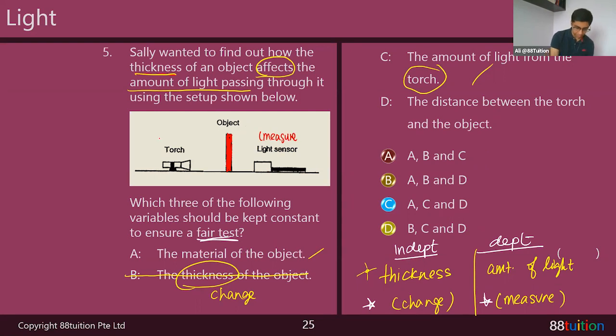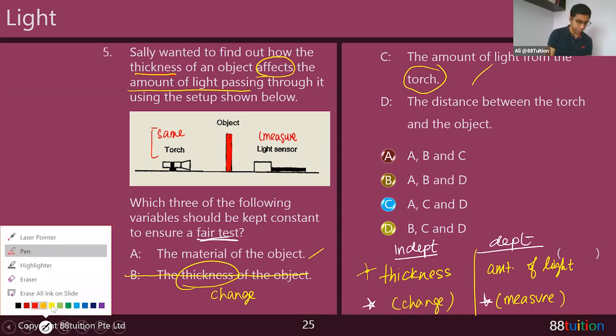Then here, the amount of light coming from the torch must be the same. Must put the same number of batteries, use the same torch. Same torch, same amount of light, same number of batteries. Just use the same torch. Don't keep changing the torch. Otherwise, different amount of light will go through. Then you think, oh, that's because of the object. Remember, you want to test the object, so you don't change the other stuff. So torch must be the same, which means the same amount of light.